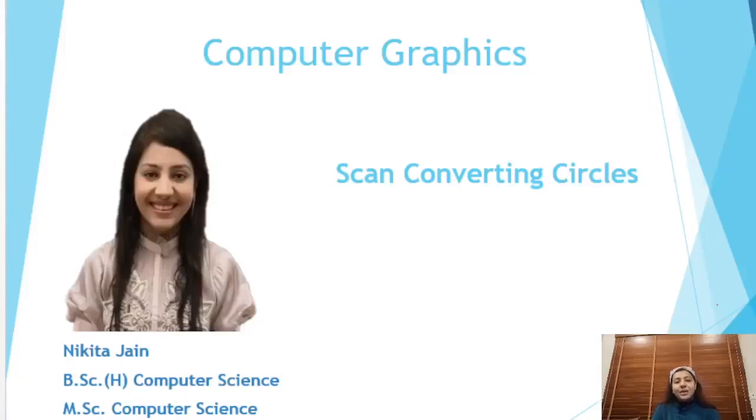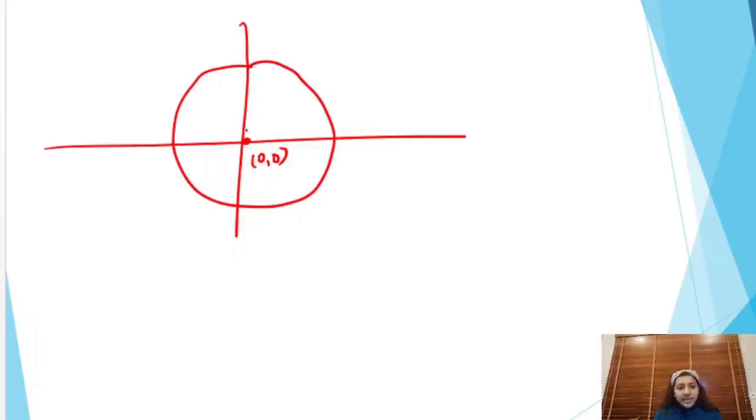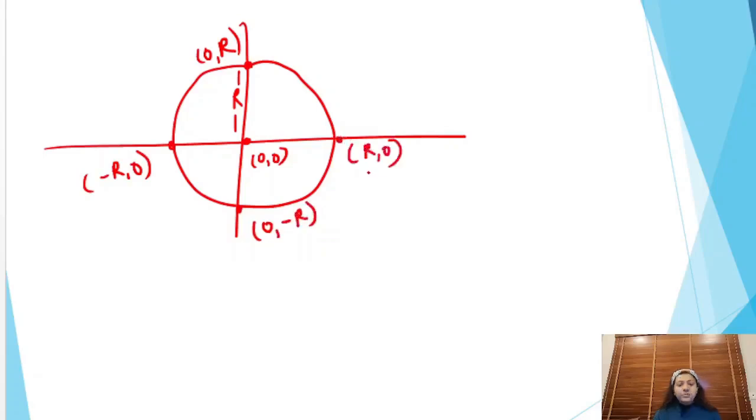In this video, we'll learn about scan converting circles, that is, how to draw a circle using the midpoint circle drawing algorithm. So let's begin. Let's say this is a circle with center as the origin. If this is the center, then this is denoting the radius of the circle. Then this point is indicating (0, r). Similarly, this is indicating (-r, 0). This is indicating (0, -r), and this is indicating (r, 0).